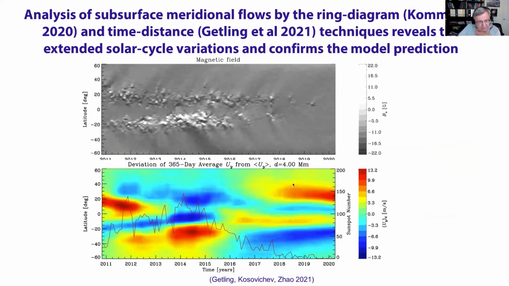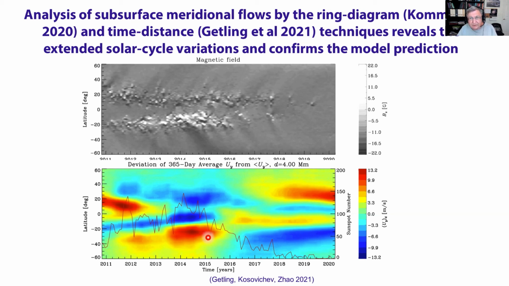And when we look at these variations of meridional circulation using local time-distance helioseismology data, and indeed it turns out, this is the Y component of the flows, variations of the meridional circulation. It turns out that indeed there are some variations in meridional circulation when there is no magnetic field on the surface. When there is magnetic field, then these are enhanced, so there are probably two components: one caused by the surface or subsurface magnetic field of active regions, and also a component corresponding to the solar dynamo, the subsurface solar dynamo.